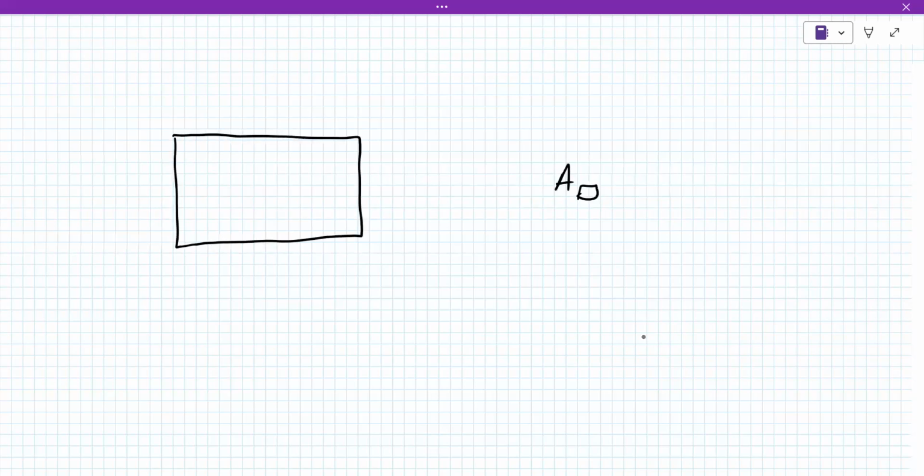Now, new problem here. Let's say the area of this rectangle is 144 meters squared, and we know that the base is 16 meters. How can you calculate the height? Well, 16 times what equals 144? That's correct. Everything you just said is correct.